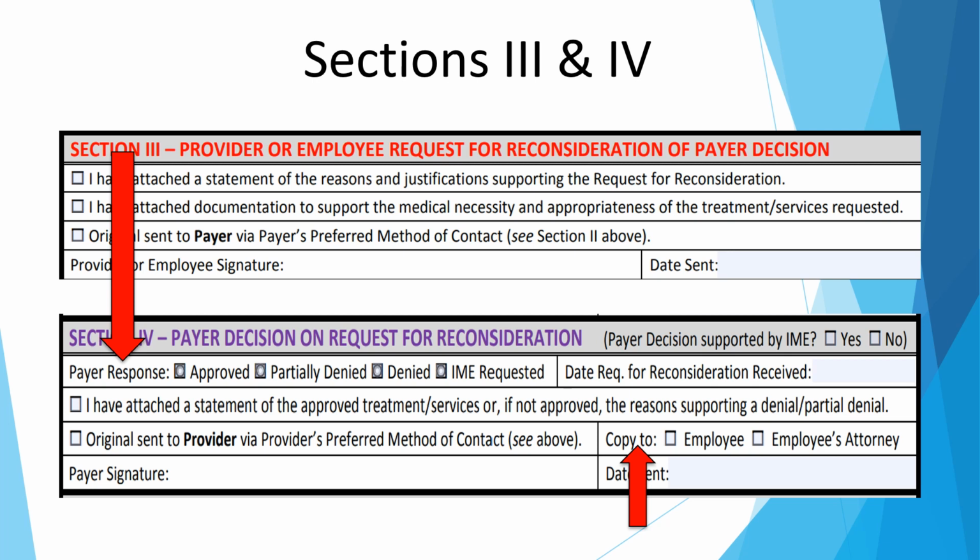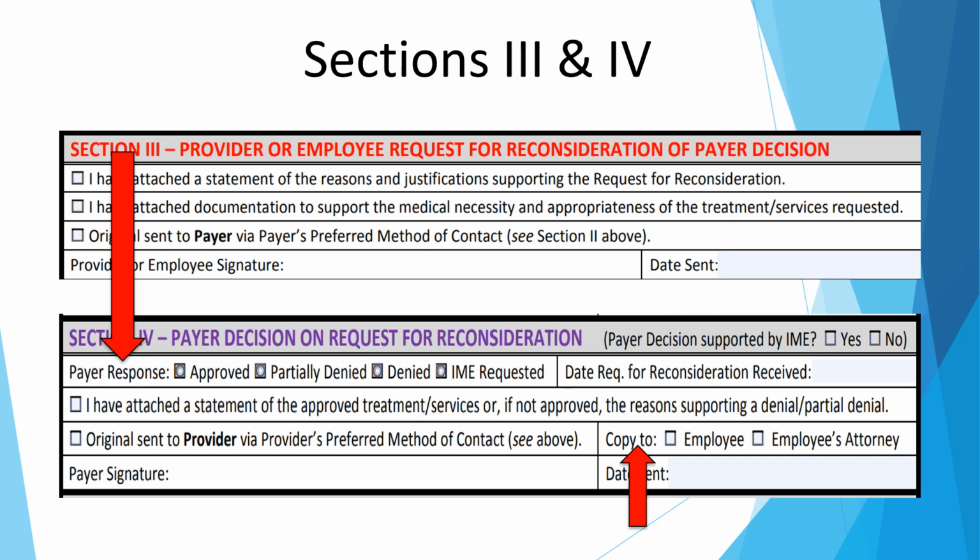The thing you have to remember with this pre-authorization form, regardless of Section 1 or Section 3, is you have 7 business days to respond. You have 7 business days to either approve, partially deny, or indicate that you're going to pursue an IME. Again, same rules apply. If you pursue an IME, the entire process is on pause.